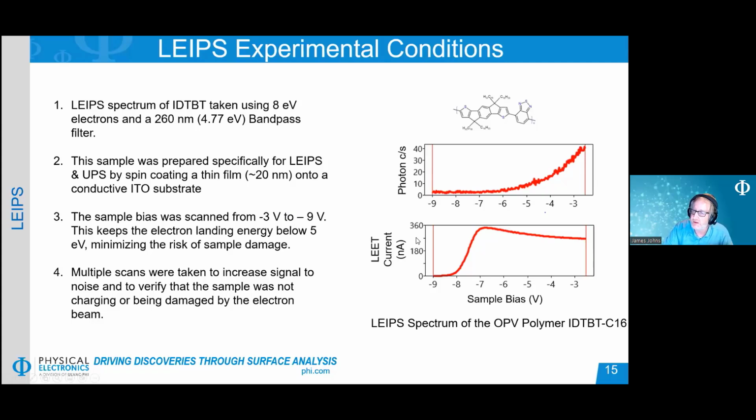And this is what the data looks like. This is collected simultaneously. We have our lead current, which is the current flowing through the sample as we change the bias. We have current, none. And then we have our photons, and we're measuring these in our photon detector. And you can see we have photons that turn on right here.